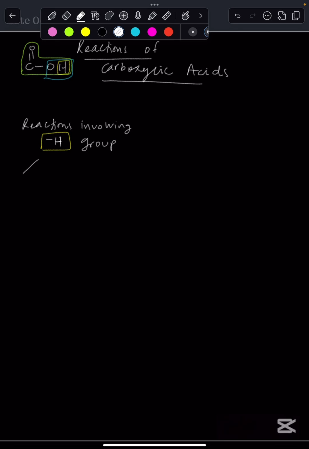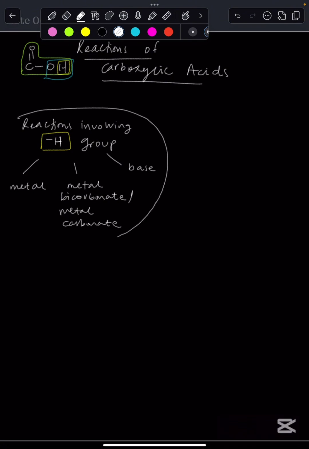In this we may see the reaction with metal bicarbonate and metal carbonate, and we may see the reaction with a base. And then what we have is reactions involving the hydroxyl group.